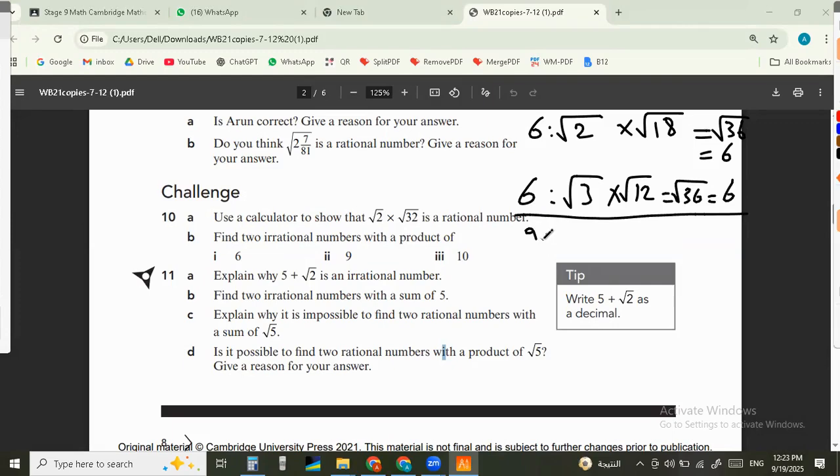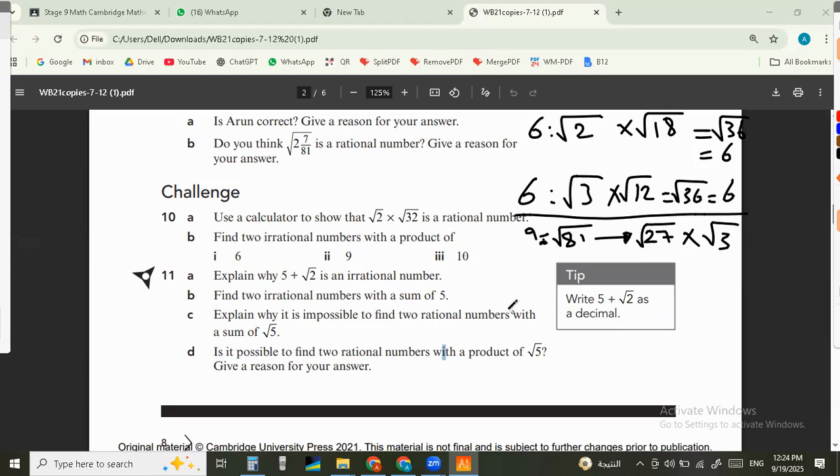What about the 9? Well, the 9, you can get it from the square root of what? 9 is the square root of 81. I already know this, so I want to break the square root of 81 into two irrational numbers. What are the two irrational numbers that give me the square root of 81 when I multiply them? Well, I can say the square root of 27 times the square root of 3, because 27 times 3 is 81. The square root of 27 is irrational, and the square root of 3 is irrational. That's it? Yes, that's it.